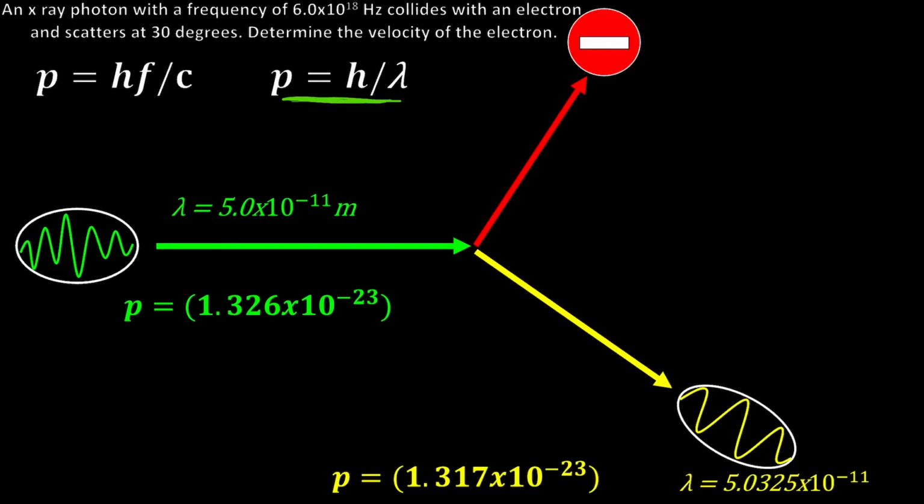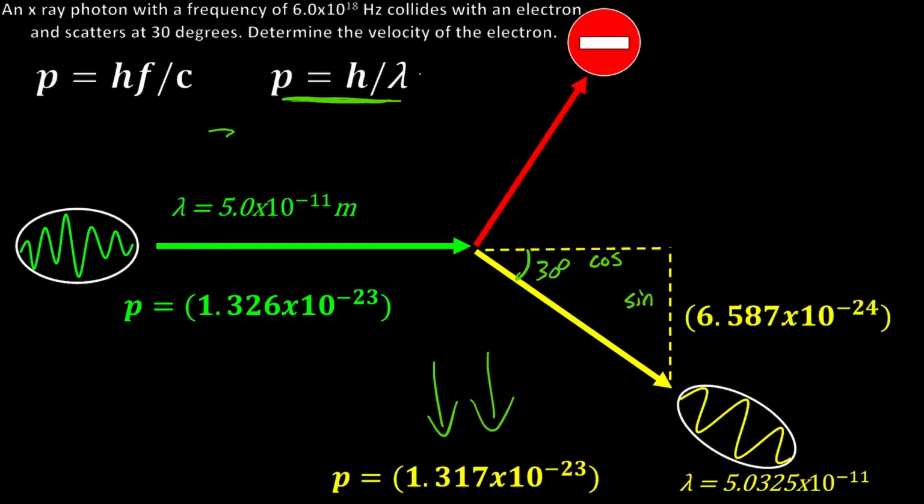Now to determine the momentum of the electron, we need to look at x and y separately. So we need to break up this momentum into its x and y components like this. We knew the angle here was 30 degrees, so this shouldn't be too hard. We'll just use sine for determining this side and cos for determining this side. And when I take sine 30 of this momentum, I get 6.587 times 10 to the negative 24. And when I take cos, I get 1.41 times 10 to the negative 23.